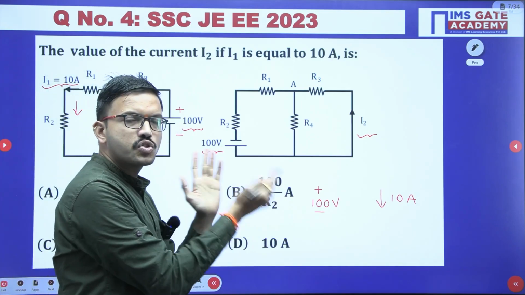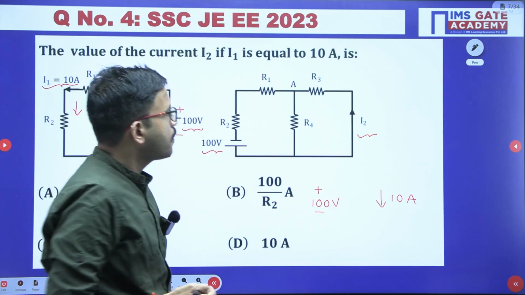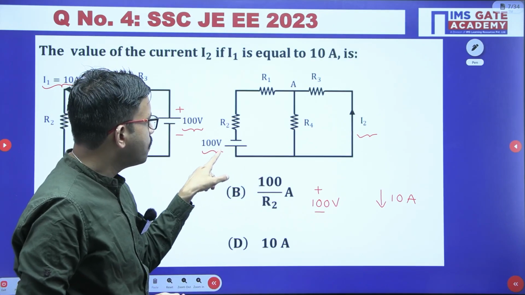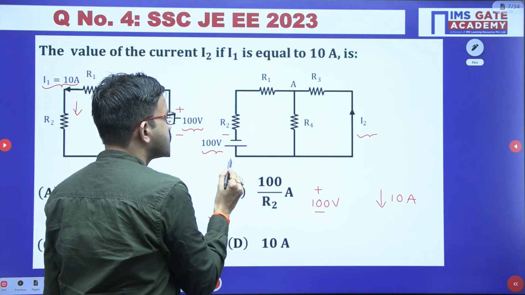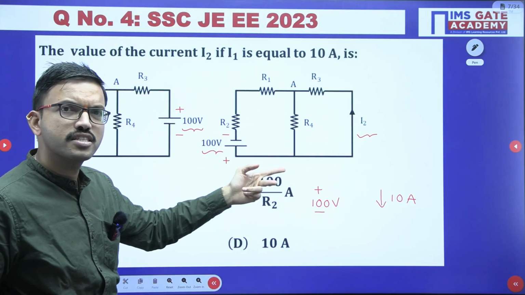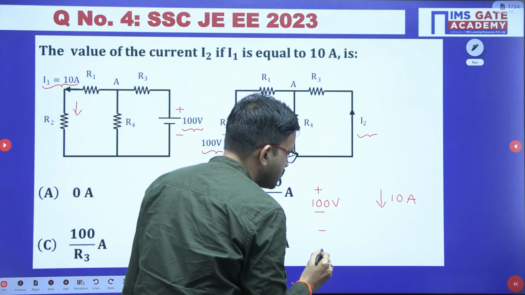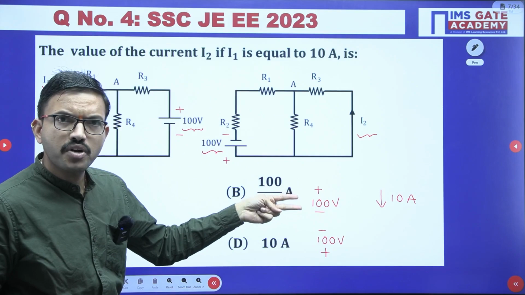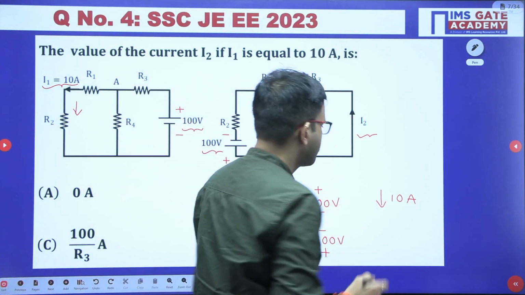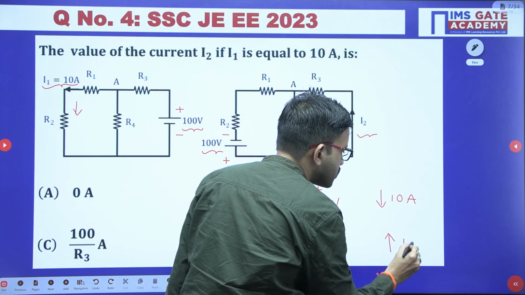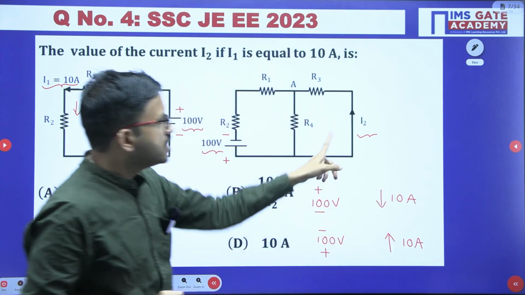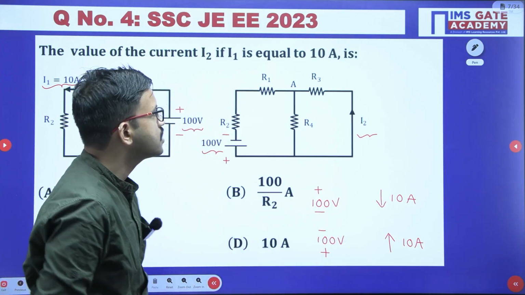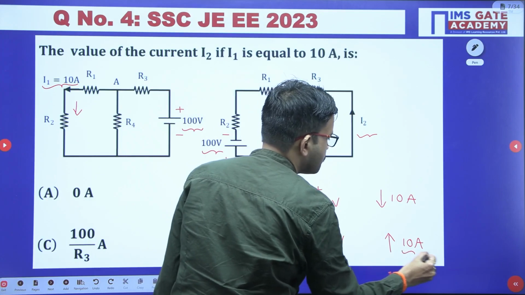Now we have interchanged the source and response. Just observe this circuit. Here in this question, they have placed the voltage polarities minus plus. That means they have changed the polarities of the voltage source. If you change the voltage polarities, obviously the current direction will change. In this circuit, they have given the current direction upward. Yes, exactly, it is matching. So that means the current I2 will be 10 ampere.